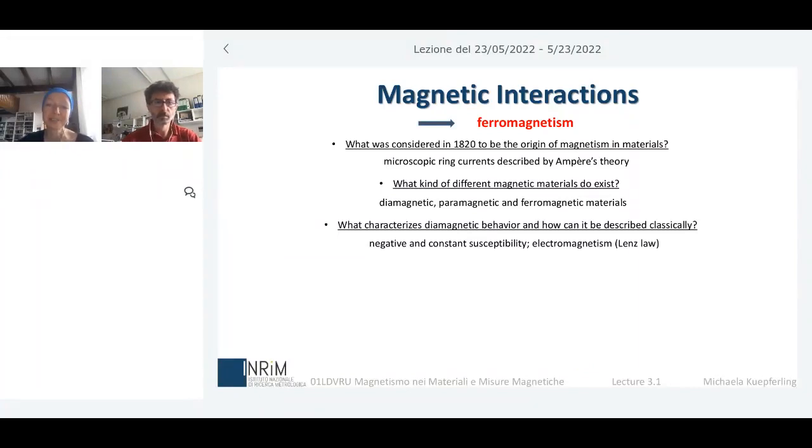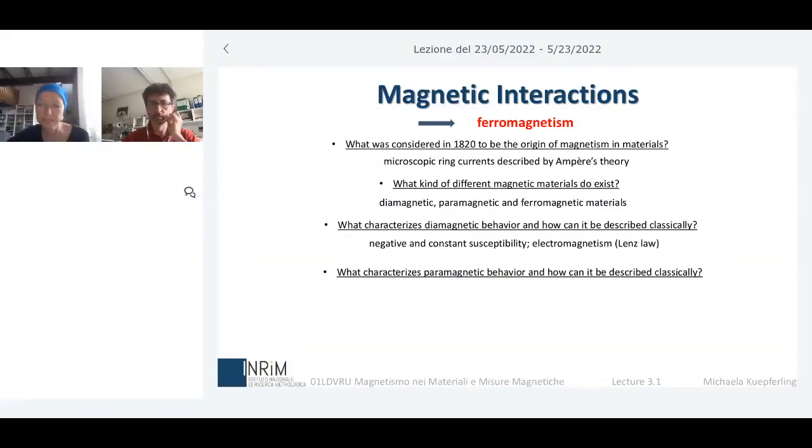Susceptibility is negative for a diamagnetic material, and it's constant. And we tried to derive the diamagnetic susceptibility by using simply electromagnetism. This classical approach was done by Feynman. However, it derives quite well this diamagnetic susceptibility.